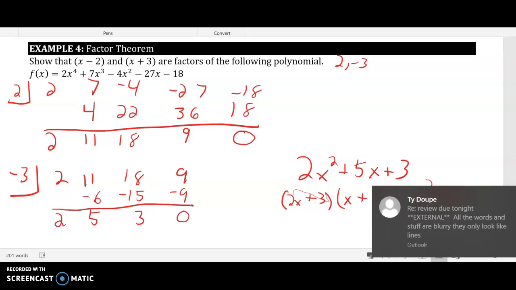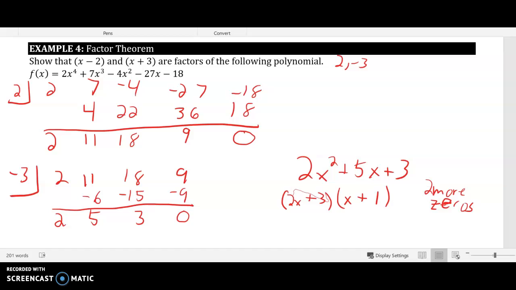So 2x times x is 2x squared. This is 3x. This is 2x. That is what it factors into. So your other 2 zeros, these are the other 2 factors. The other 2 zeros are x equals negative 3 halves and x equals negative 1.